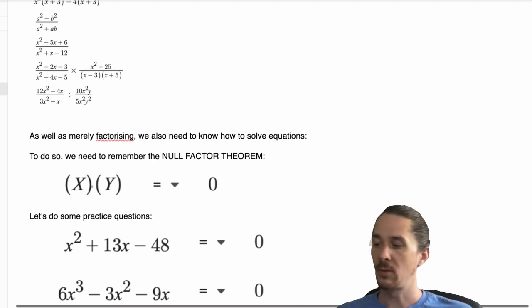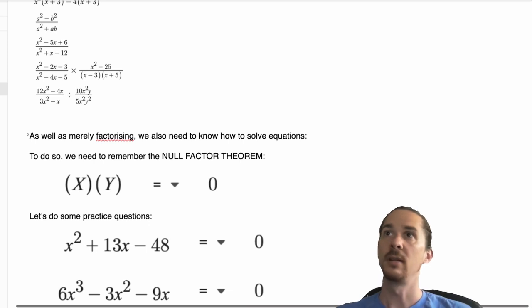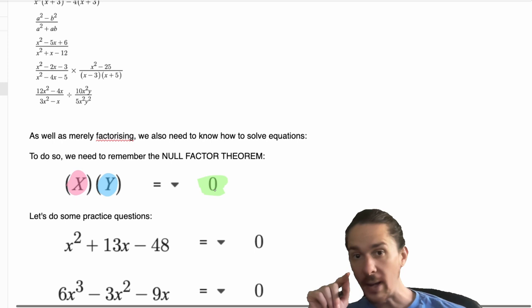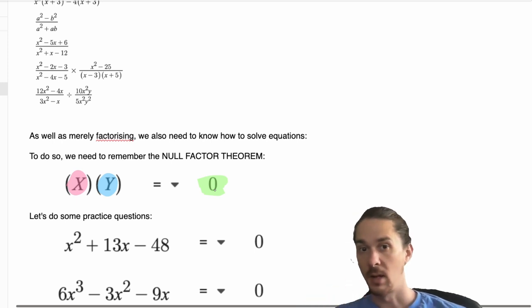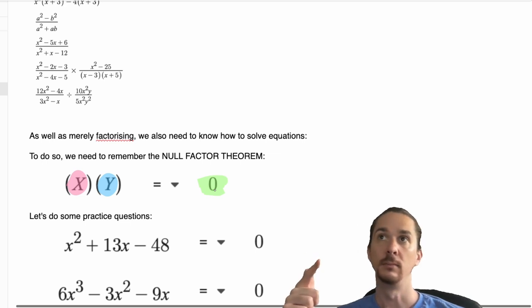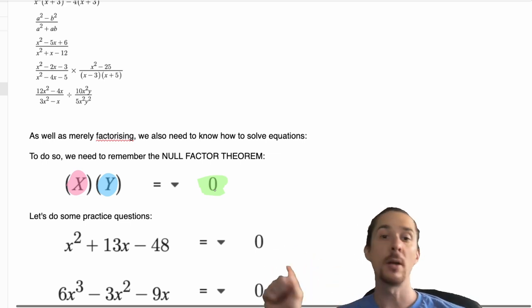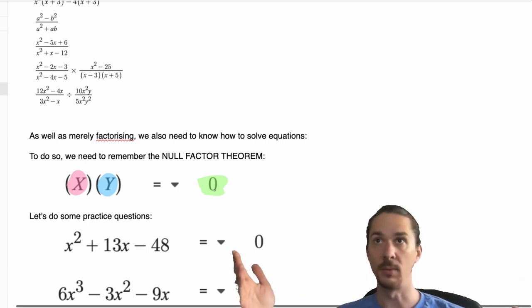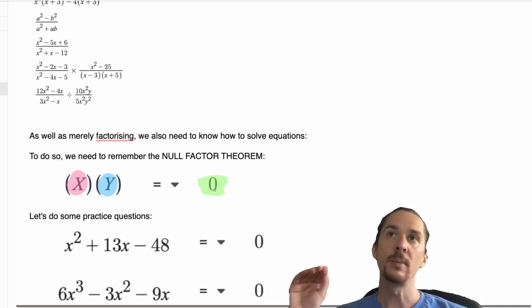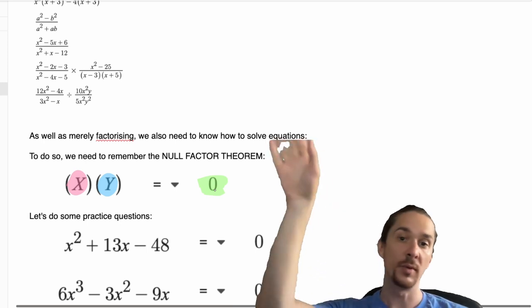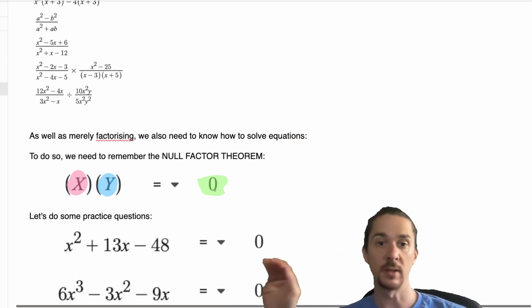The null factor theorem says if we're multiplying two things, so here I have written two things, we've got an x and we've got a y, and they're multiplying to give us 0. This is possible only if x is 0 or y is 0. Maybe both are 0, but it's not possible that neither of them are 0. So this is going to be the key we need in order to take what we've learned about factorization and apply it to solving some equations.